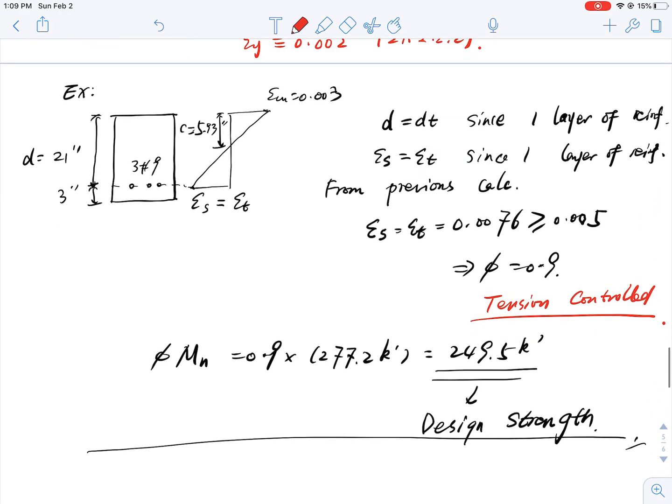After that, we calculate the moment based on the analysis we've shown before, and then at the end, we choose the strength reduction factor based on the strain in the steel, and apply it to calculate the design strength.